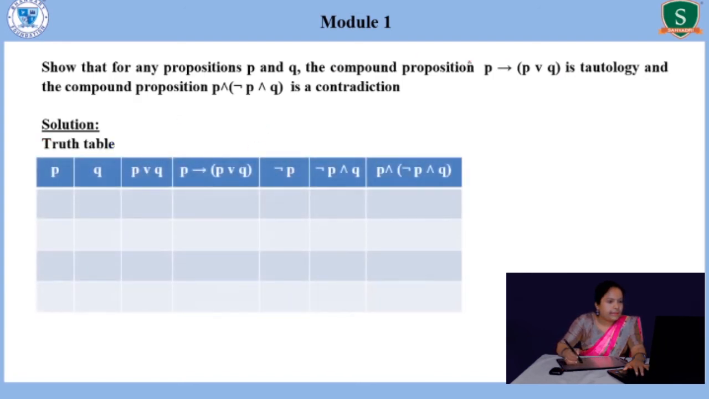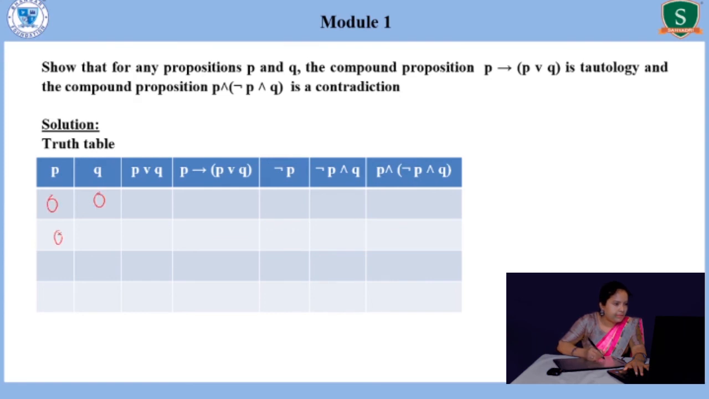Okay, first I'm taking P and Q. Next we need to find out P or Q. After finding P or Q, you can directly find out P conditional P or Q. Next for this statement we require negation P. First we'll find out negation P. Next we'll find out negation P and Q. After that we can find out P and negation P and Q. Okay. First I'll write the truth values of P and Q.